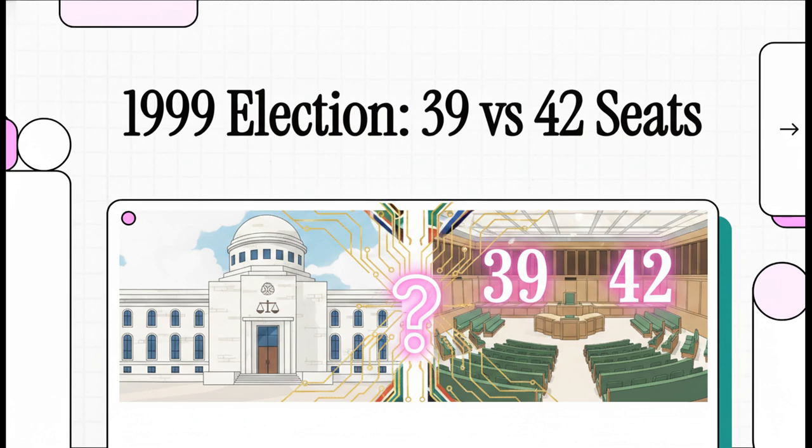Today, we're looking at a classic showdown in constitutional law, a true heavyweight bout between national legislation and provincial independence. The case is the Premier of the Province of the Western Cape versus the Electoral Commission, and the whole shebang came down to one deceptively simple question. Exactly how many seats should there be in the Western Cape Provincial Parliament?